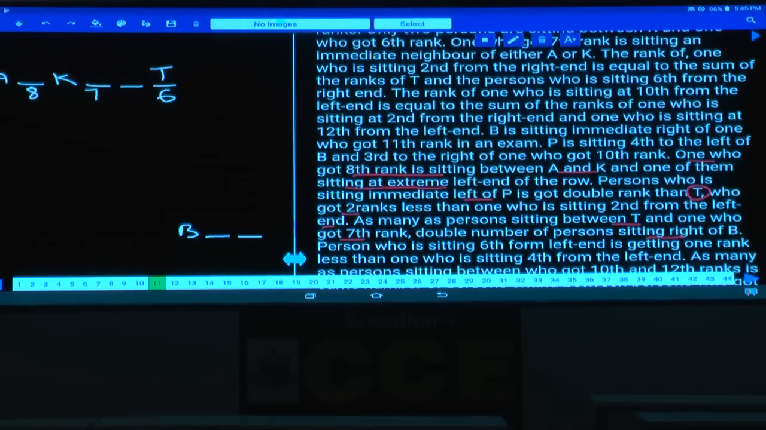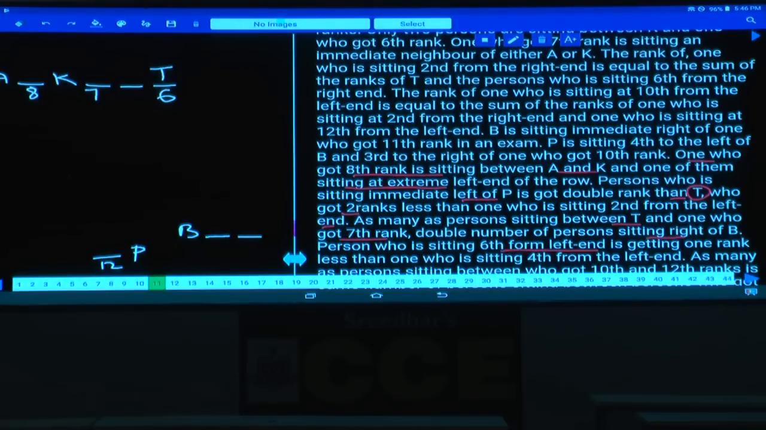Then next again, the person who is seated to the immediate left of P got double the rank of T. Immediate left of P, what is the rank of this person? Immediate left of P, that person got the 12th rank, isn't it? Double the rank of what? Double the rank of T. Now this T got the 6th rank, and the immediate left hand side of P should get 12th rank. Done with this? Immediate left of this person should get the 12th rank. And who got 2 ranks lesser than the one who is seated second from the left? As many persons between T and the 7th ranker, double the number of, we have taken this one. The person who is sitting 6th from the left hand. Now the person who is seated second from the 6th from the left hand, who is that person?